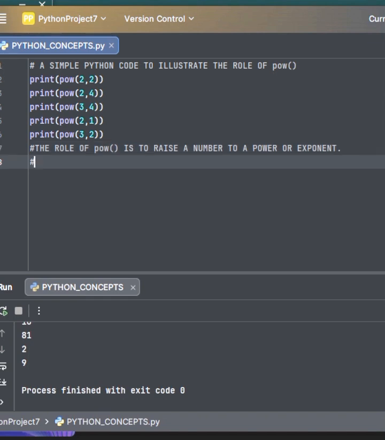For instance, when we write 2 power 4, what we mean is that we are raising 2 to power 4. In short, it means we are multiplying 2 4 times. We are multiplying 2 times 2 times 2 times 2, which will result in 16. The power function means a base multiplying itself exponent times.